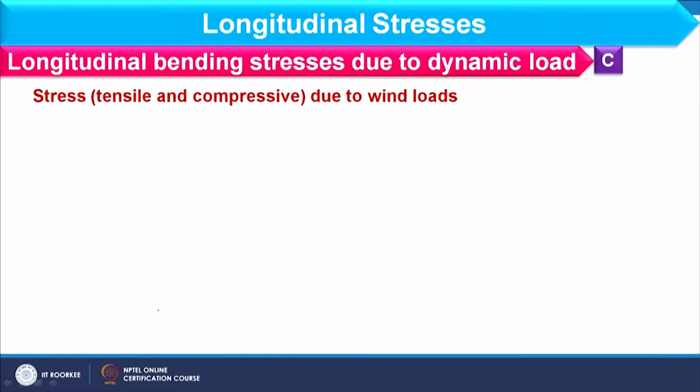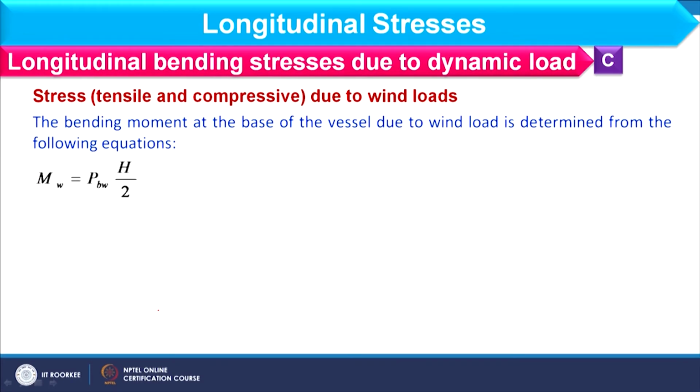Okay. So, once I have the wind loads at the bottom and upper section of the column, we can consider bending stresses. And to consider bending stress, we will first focus on bending moment. The bending moment at the base of the vessel due to wind load is determined using this equation, where H is less than or equal to 20 meter, and therefore, here we have counted PBW.